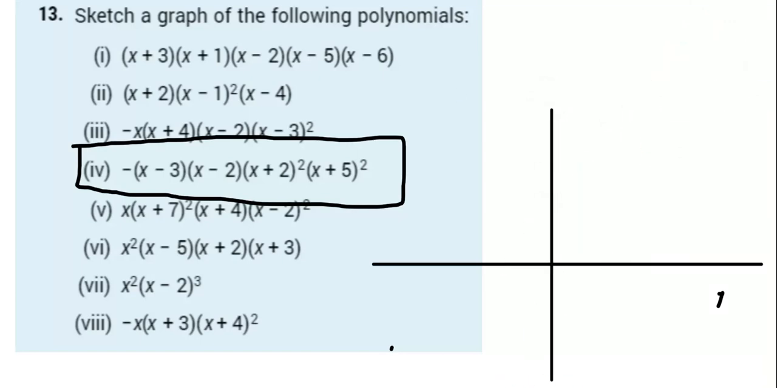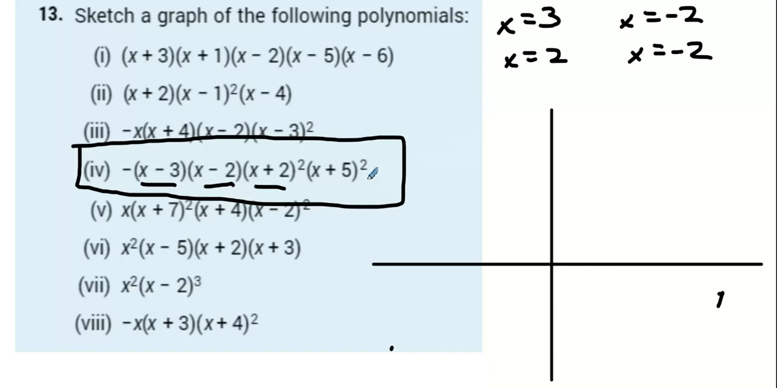Right. So gents, did we all get x equals 3? Because that's that one there. x equals 2. x equals minus 2. Another x equals minus 2. And then 2x equals 5. Does everybody agree with that?